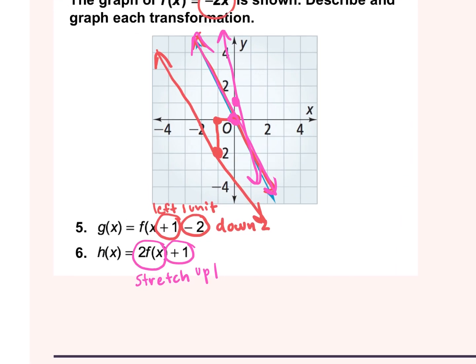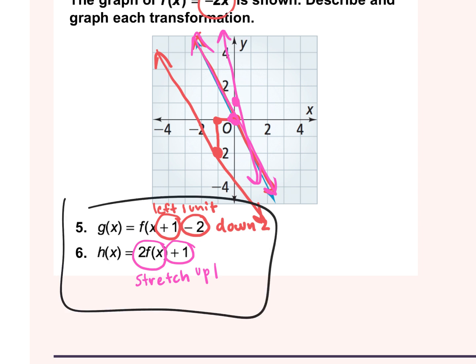But again, for the homework, you don't have to graph. All you have to do is describe. So it would just be like this, how I described what each thing that's happening to my parent function does to my graph.